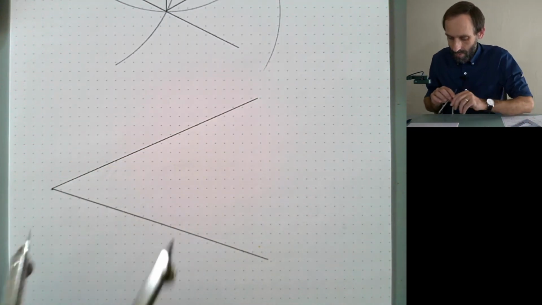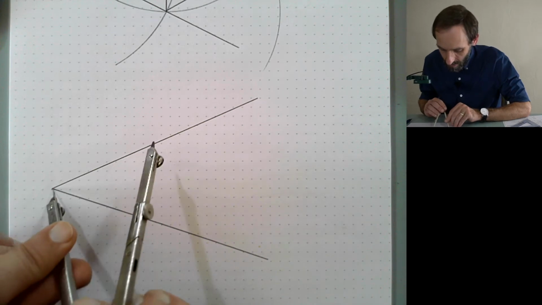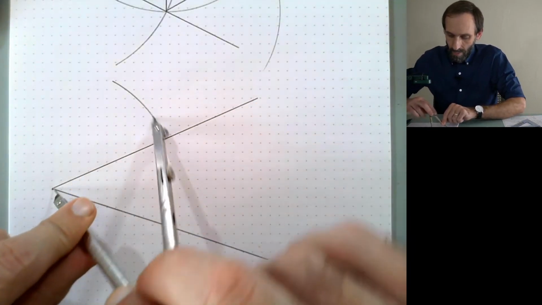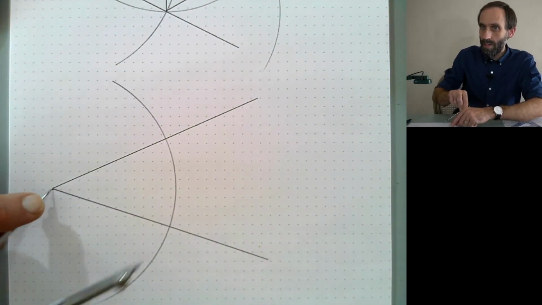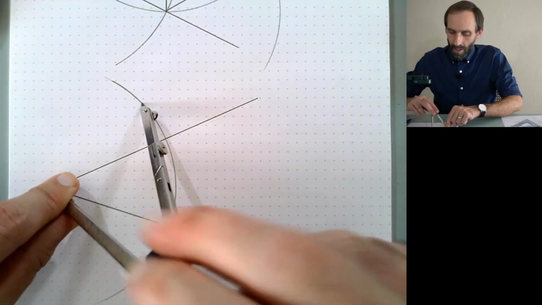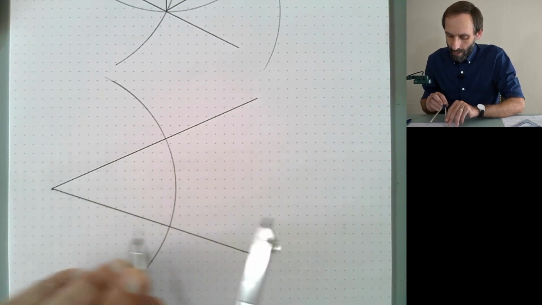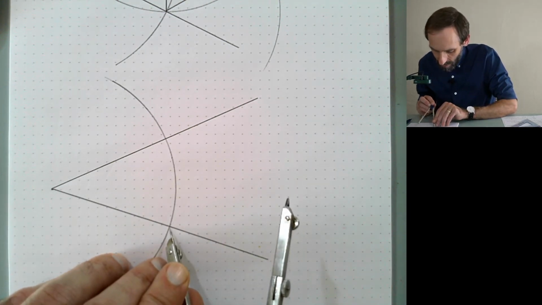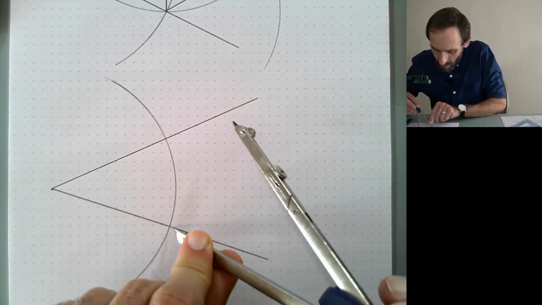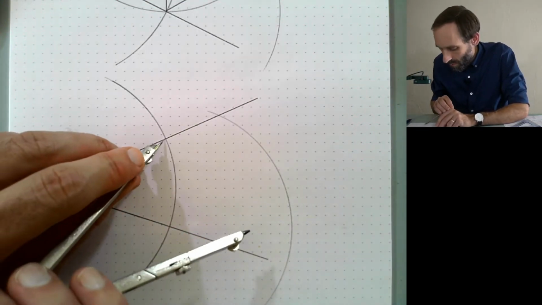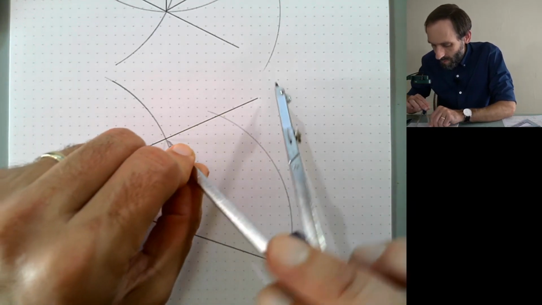And once again, I'm going to set my compass to be whatever length, not too long, not too short, and draw an arc across here. Now what I'm going to do is keep my compass the same width, and move to the two intersection points and draw more arcs across the angle. So one here. I'll move to the other intersection point.